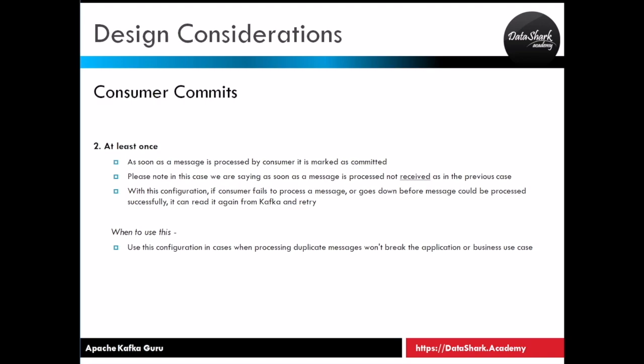An example of that could be, say you are transferring money, and you process one request to transfer the money, but before you could commit it, it failed. So you requested the same message again and reprocessed it. So you transfer the money again. So in this kind of business use case, you should not use at least once commit. All right. Let's look at the third one.